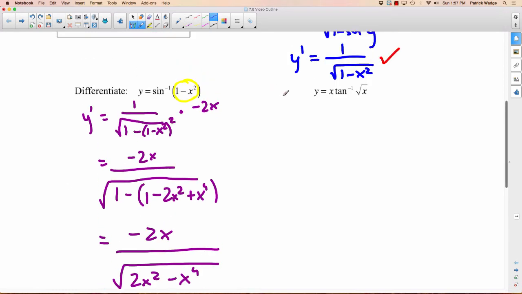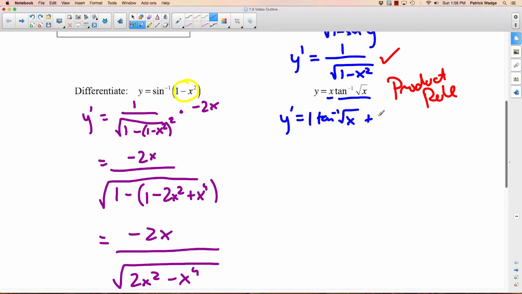Okay, way back up here. y equals x times the inverse tan of square root of x. This is going to be the product rule here. So we're going to do y prime equals, the first piece is just this x. So we're going to take the derivative of x, which is 1, and multiply it by the second part, which is inverse tan of square root of x, plus the first part, which is x, times the derivative of the second part.